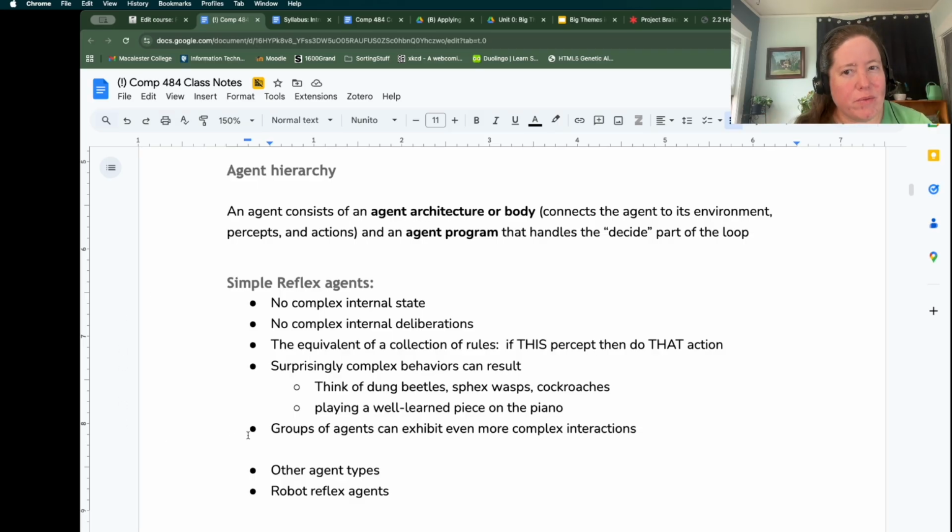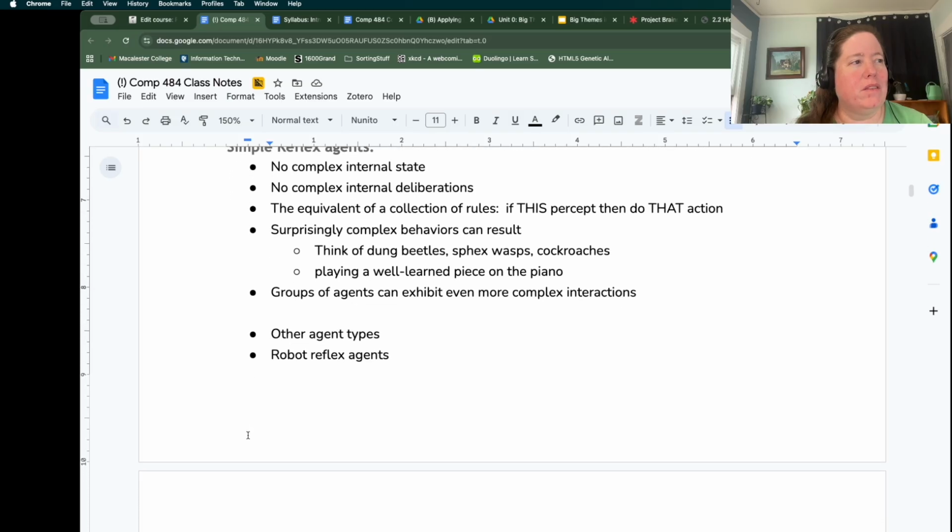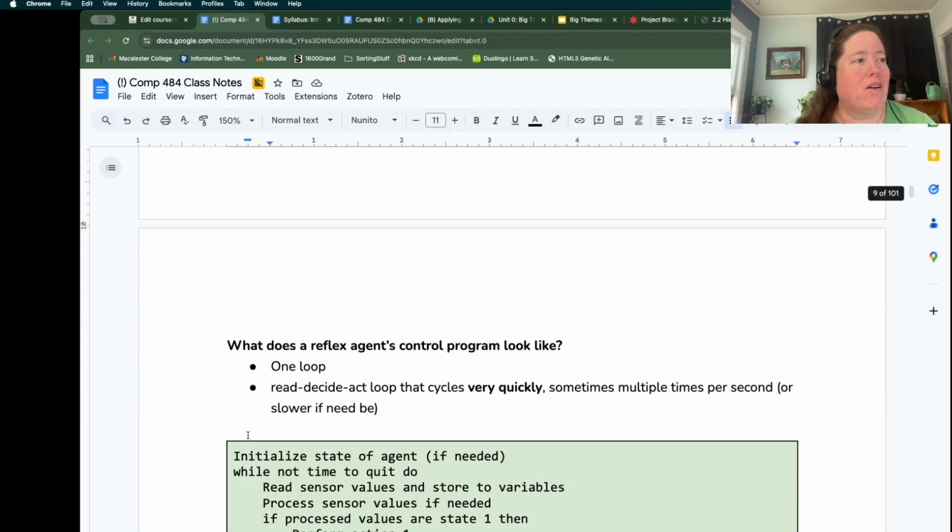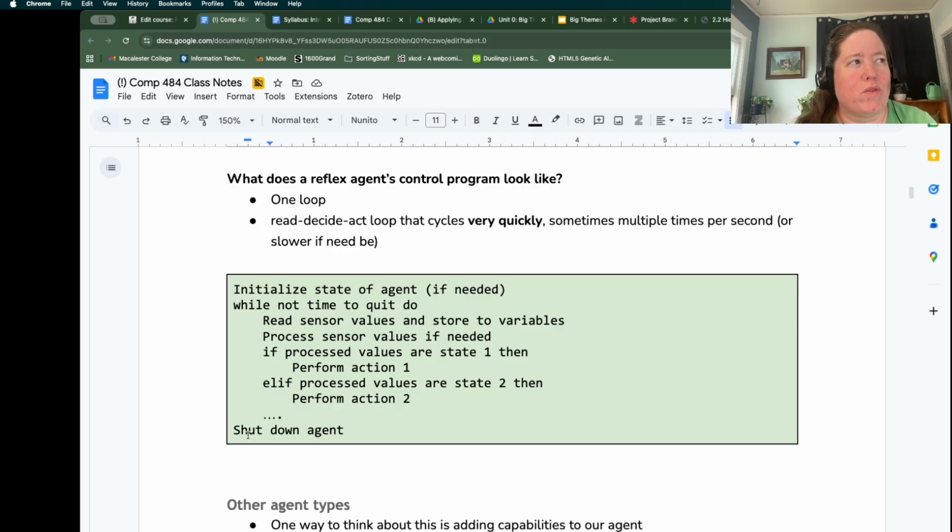We are going to study reflex agents quite a little bit. Simple agents in robotics are actually fairly common, but often you run into a wall. There's only so complex they can be. All right, but what does a reflex agent's program look like?